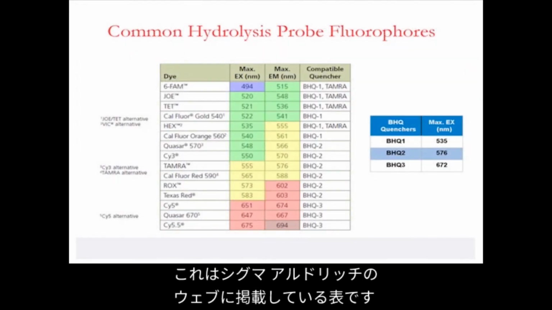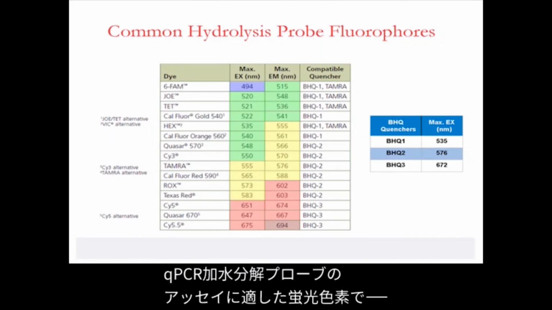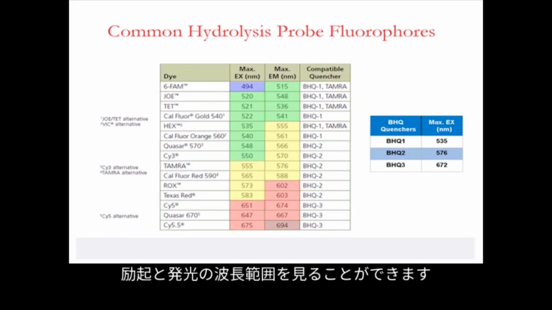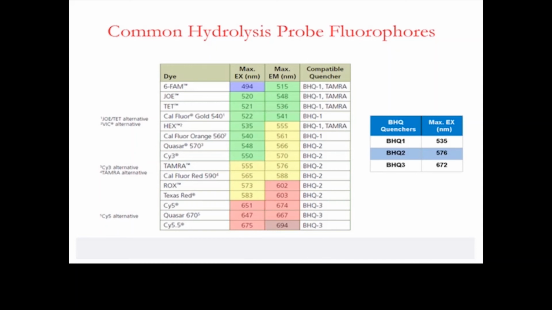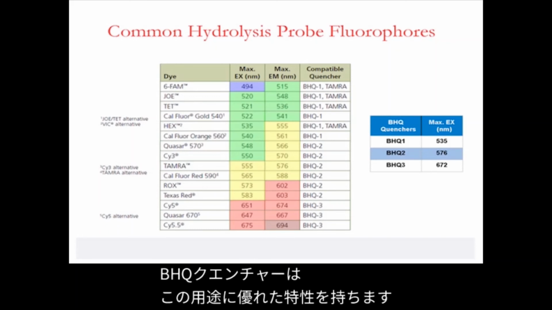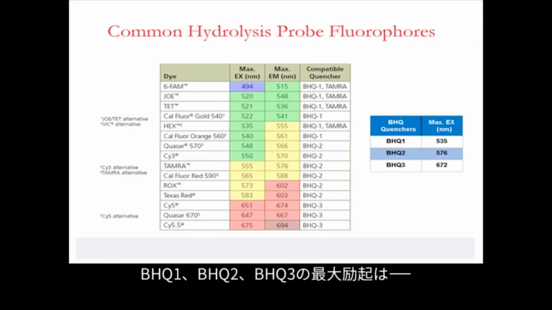This is a table taken from the Sigma-Aldrich website with fluorophore dyes suitable for qPCR hydrolysis probe assays, covering a range of excitation and emission wavelengths. BHQ quenchers have outstanding properties for this application, and as can be seen, the excitation maxima of BHQ1, BHQ2, and BHQ3 match close to emission maxima of compatible fluorophore dyes.